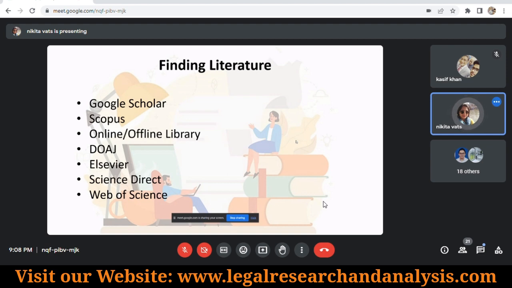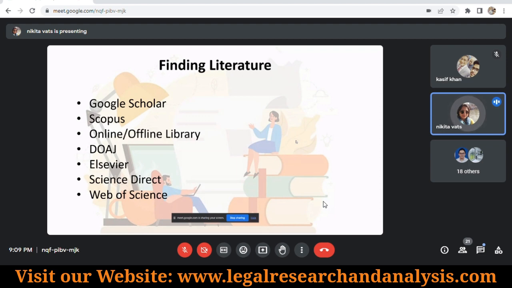DOAJ is the Directory of Open Access Journals. These journals are all open access. They are available to the public. These are all non-paid. There is no paywall. You can access these journals for free.